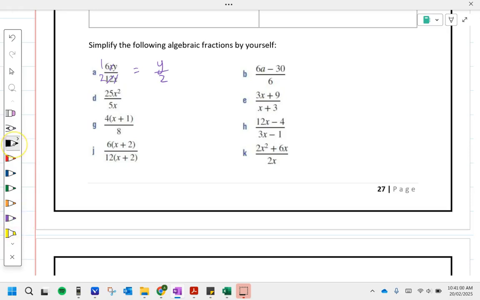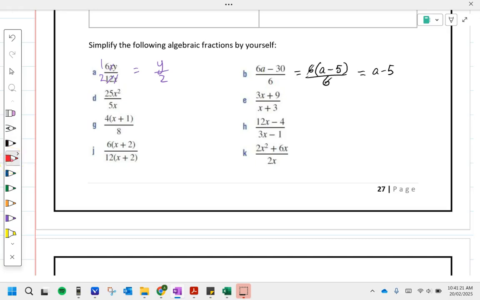Question B. The top is not factorized. So I need to factorize that. I can take a 6 out, leaving me with a minus 5 all over 6. The 6's cancel. So my answer is a minus 5.